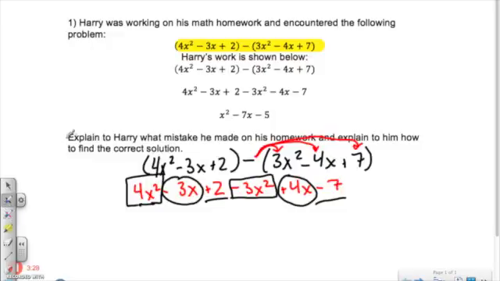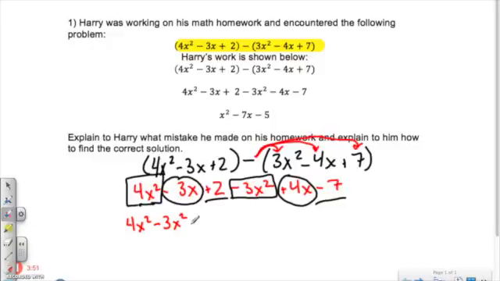Now what I'm going to do, just to make my work a little bit easier and so I can see what I'm doing, is I'm going to use my commutative property to rearrange this problem so that I can see what I'm adding and subtracting a little bit easier. So I'm going to take my 4x squared and my negative 3x squared, I'm going to put them side by side.